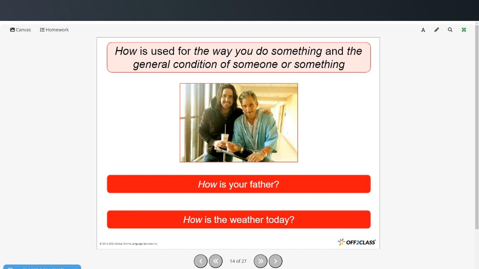And how is used for the way you do something and the general condition of someone or something. So how is your father? We would be asking about his condition or his health. And how is the weather today? Again, general condition.